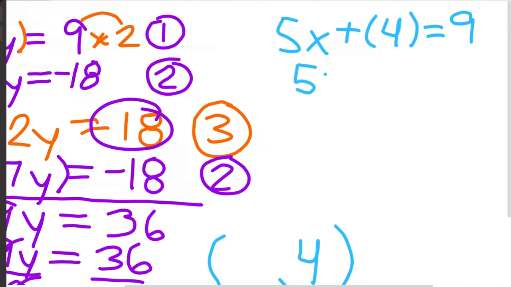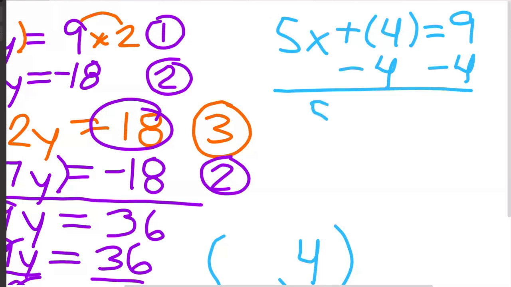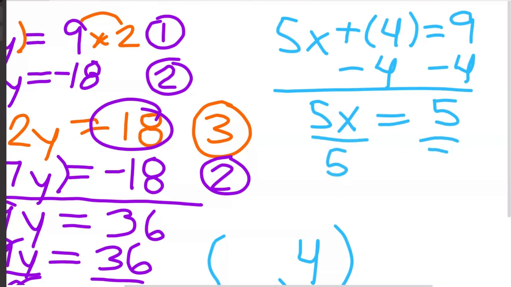What's that? 5x. Well, let's see. We got a plus 4. How do we get this x by itself? Well, first we got to get the 5x by itself. That's the first order. So let's subtract 4. That gets us 5x equals 5. Divide by 5. x equals 1. So when we're all said and done, we should be at a 1, 4 for the solution.